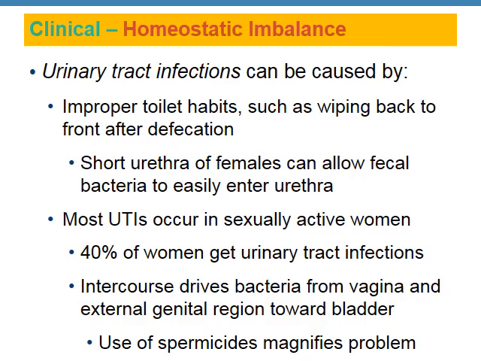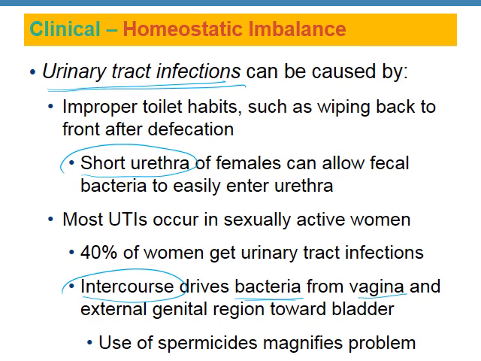I mentioned this earlier, but females have a shorter urethra, so they have more urinary tract infections. Also, during intercourse, bacteria from the vagina and the external genitalia can be propelled towards the bladder. And because the urethra is so short and because of the intensity of what happens during intercourse, it's much easier to get bacteria into the bladder.